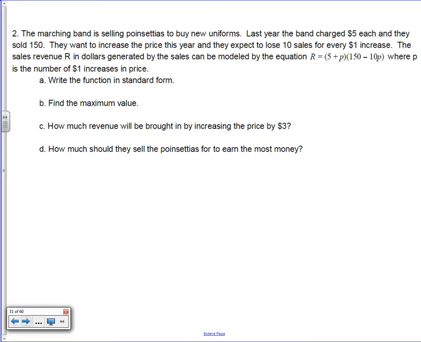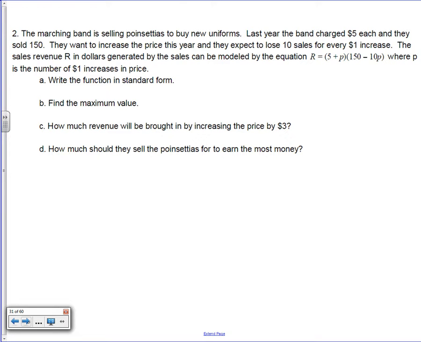All right. Number 2, the marching band is selling poinsettias to buy new uniforms. Last year, the band charged $5 each, and they sold 150 of them. They want to increase the price this year, and they expect to lose 10 sales for every dollar increase. The revenue, R, in dollars generated by the sales can be modeled by the equation, you see it there, where p is the number of $1 increases in price. Ooh, that's a lot of information.